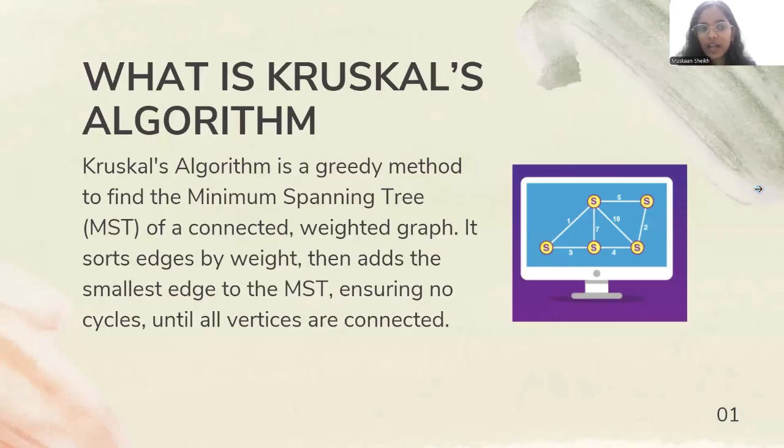So what is Kruskal's algorithm? Kruskal's algorithm is a greedy method to find minimum spanning tree of connected weighted graph. It sorts edges by weight, then adds the smallest edge to the MST, ensuring no cycles are formed until all the vertices are connected.